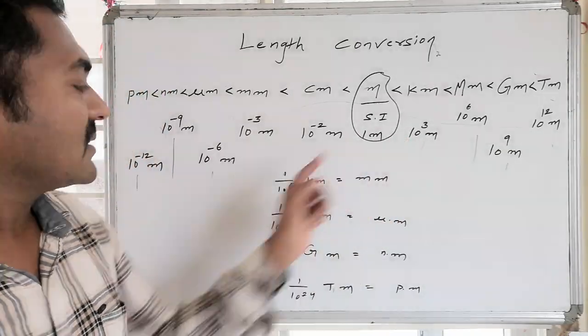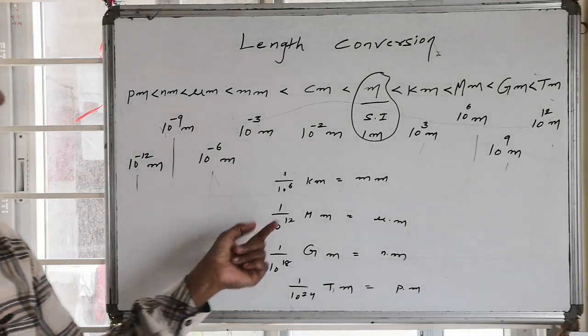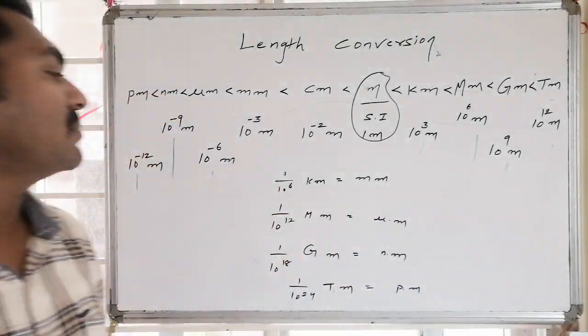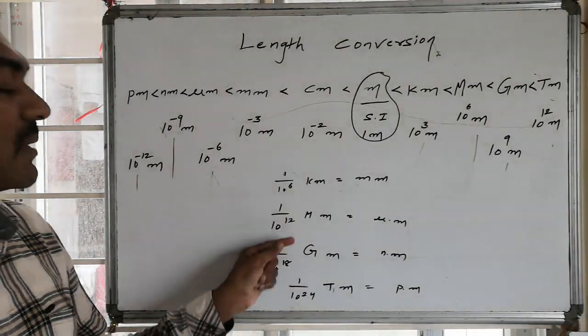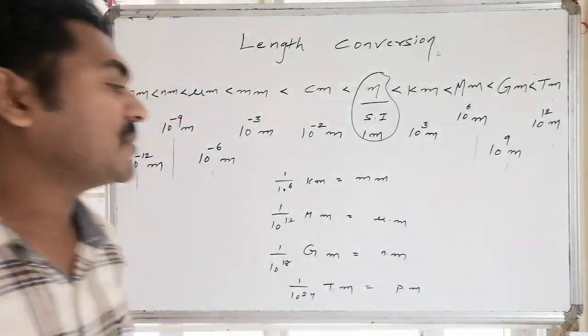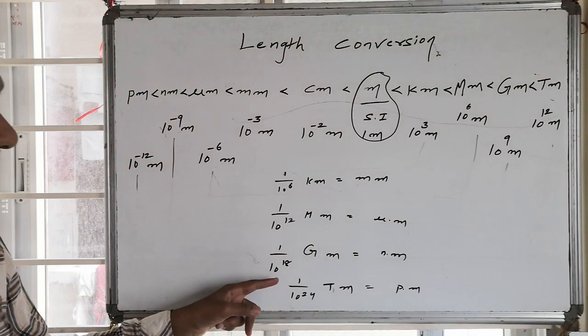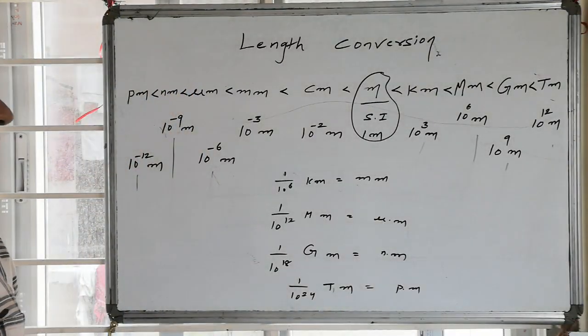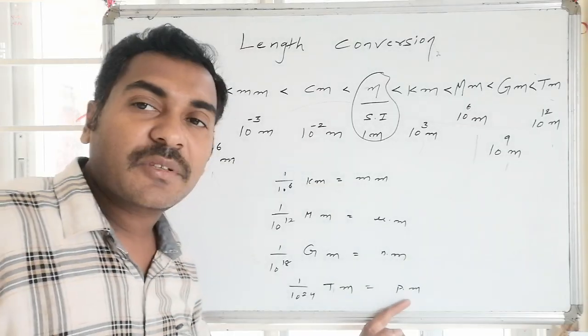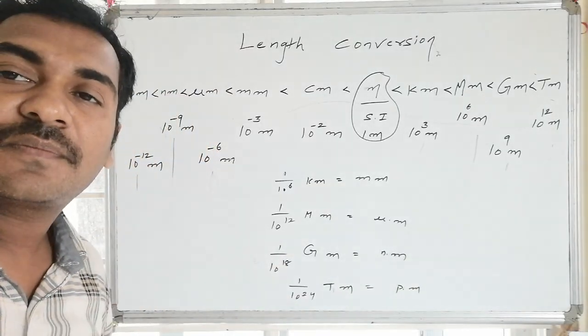So 10 power 6 parts, 1 by 10 power 6 times of kilometer, will become equal to millimeter. 1 by 10 power 12 parts, that is 10 power 12 parts of megameter, will become equal to micrometer. 10 power 18 parts of gigameter will become equal to nanometer. 10 power 24 parts of terameter will become equal to picometer.